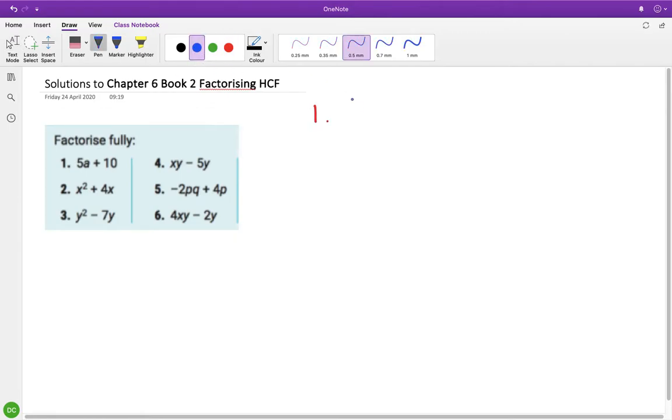So the first one is 5a plus 10. You look at the two terms and you ask yourself, is there a number that I can divide into both 5 and 10? And there is, it's 5. And then you have to ask yourself, is there a letter that's common to both the 5 and the 10? So there isn't. So 5 is your highest common factor.